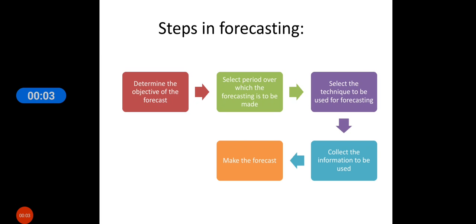Good morning, students. Hope you remember the steps of demand forecasting, like determining the objective of the forecast. Then you have to decide the period for which forecasting has to be done. Then you have to select the technique for the forecasting and then collect the data according to the technique that you have selected and then make a forecast.